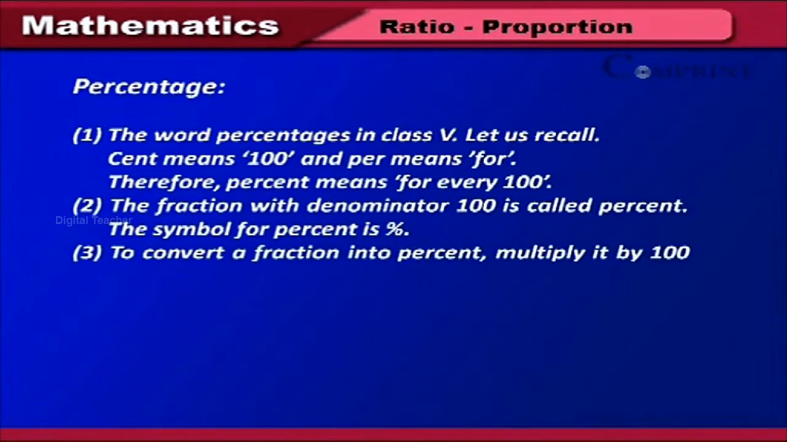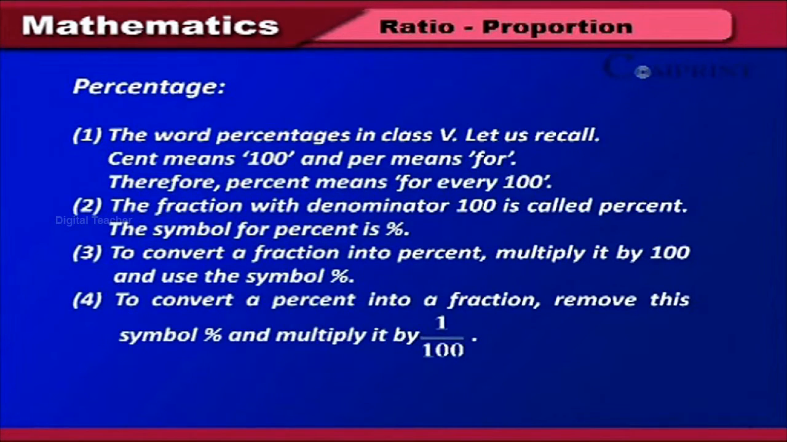Percentage. The word percent is derived from two words, namely per and cent. Cent means 100 and per means for. Therefore, percent means for every 100. The fraction with denominator 100 is called percent. The symbol for percent is this.